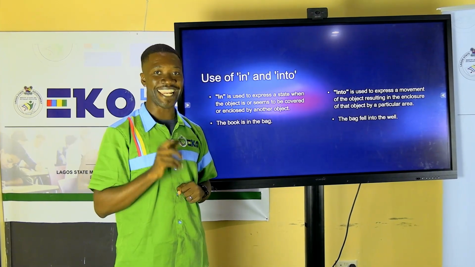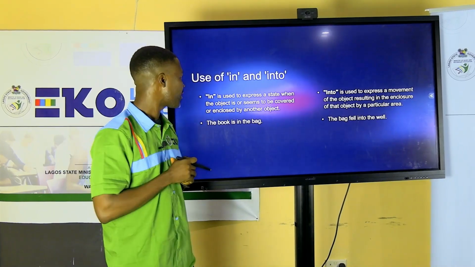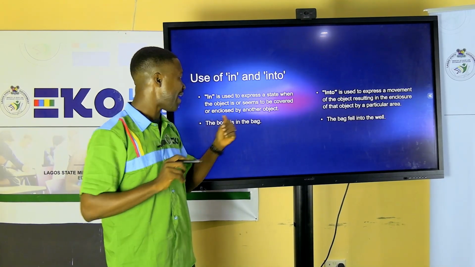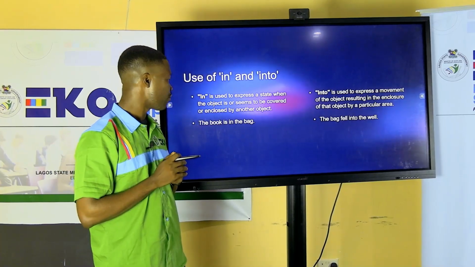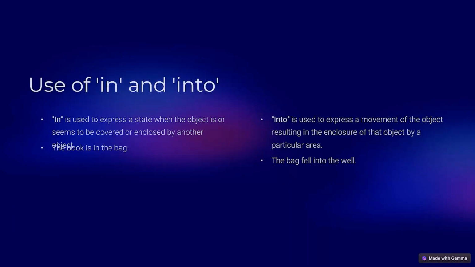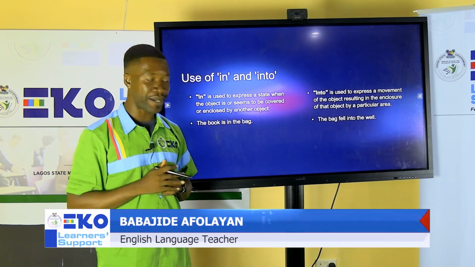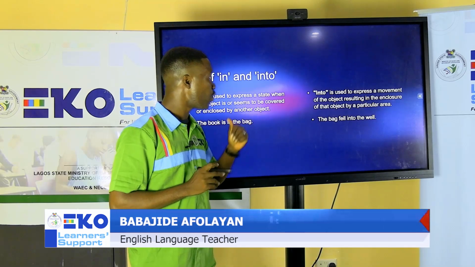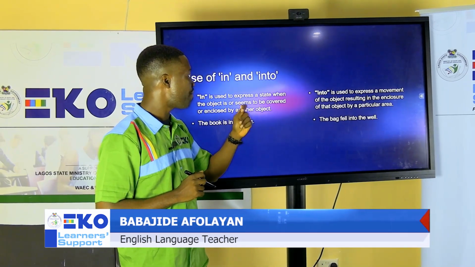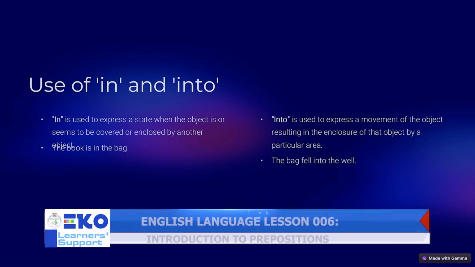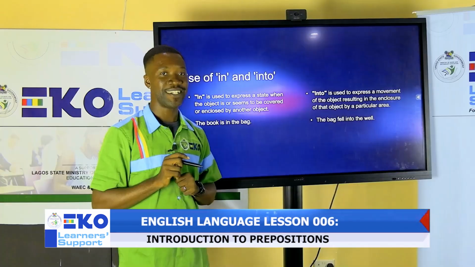The use of in and into. How is it used? In is used to express a state when the object seems to be covered or enclosed by another object. For example, you can say the book is in the bag, or the spoon is in the plate. When you use into, we use it to express a movement of the object resulting in the enclosure of the object by a particular area. For example, the bag fell into the well.